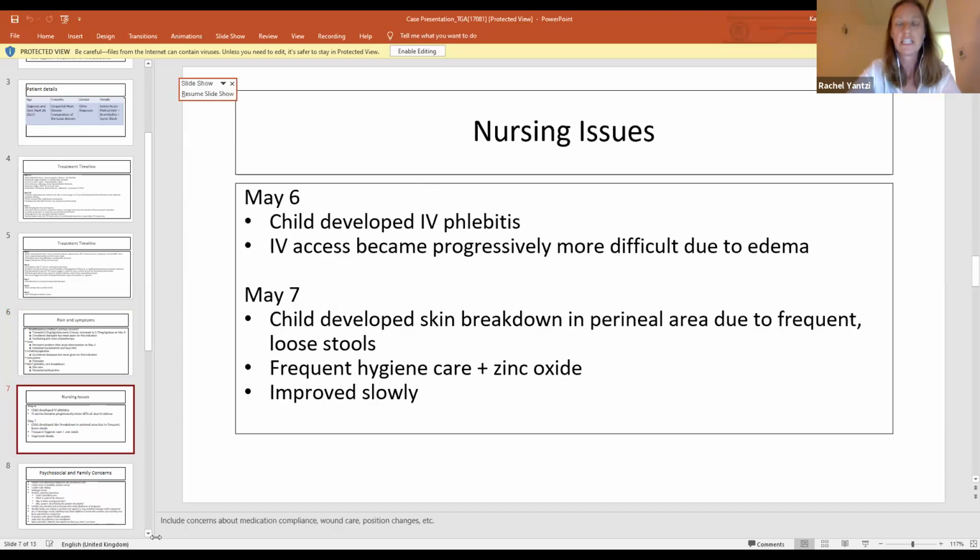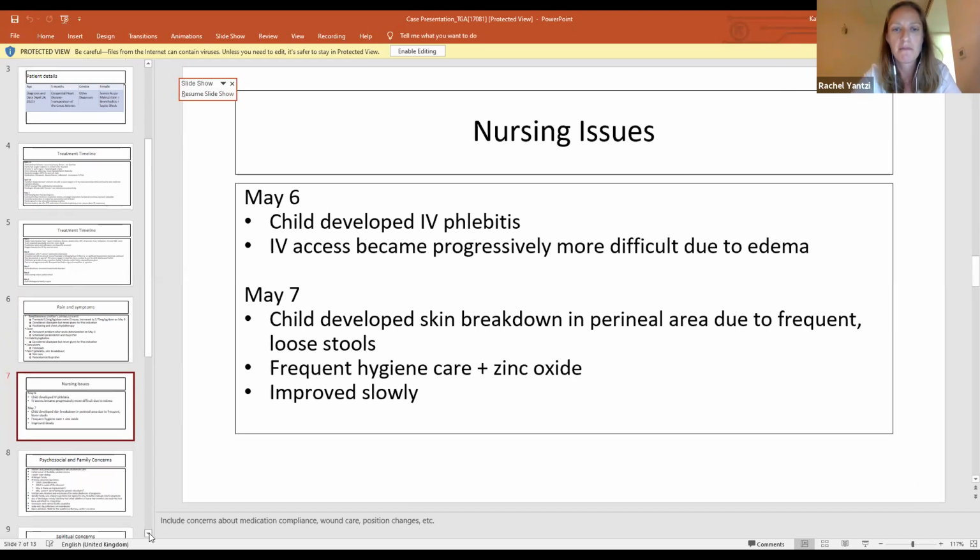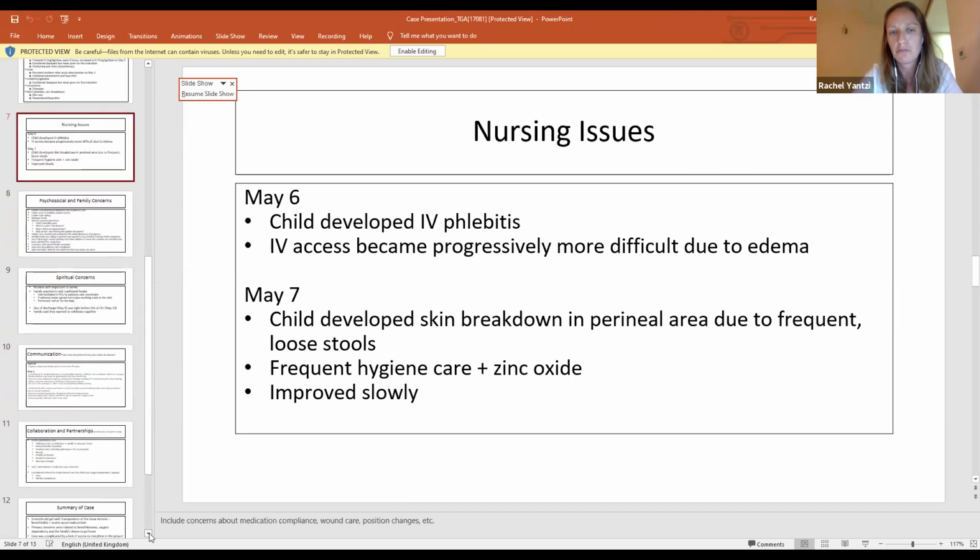So a couple of nursing issues. I spoke to the team that took care of this baby, and the 2 main issues were, first of all, that IV access was becoming quite complicated for this child. She was getting a little bit edematous, and just after such a long admission, getting an IV was getting difficult, and she developed a phlebitis in one of her hands. She also had some skin breakdown. She was having a lot of loose stools near the end, and developed a bit of skin breakdown in her perineal area. So we were using zinc oxide and frequent diaper changes for that.